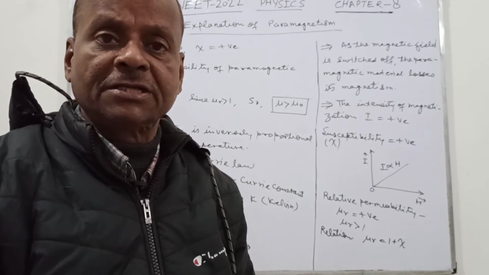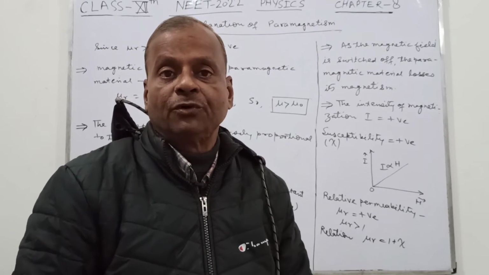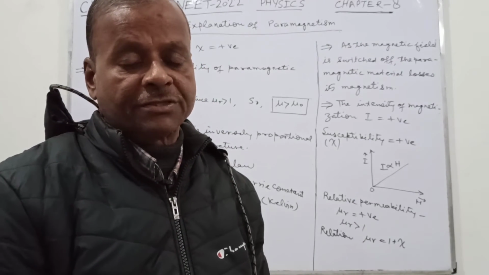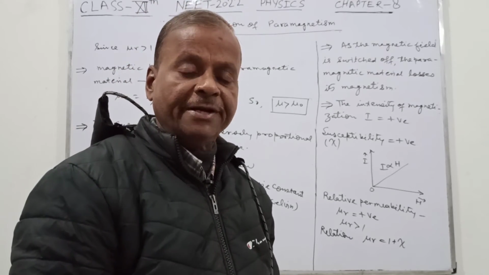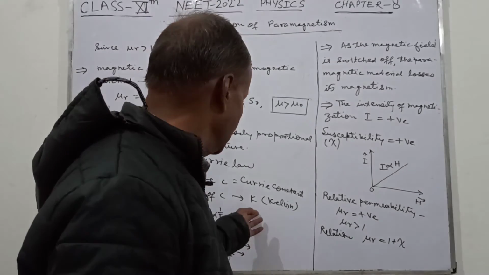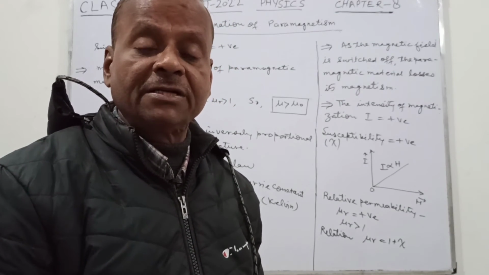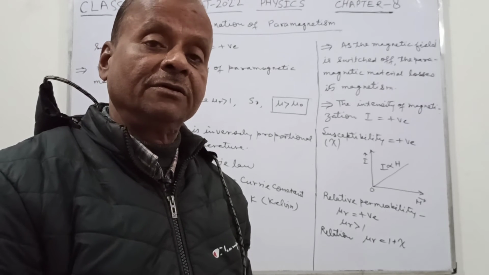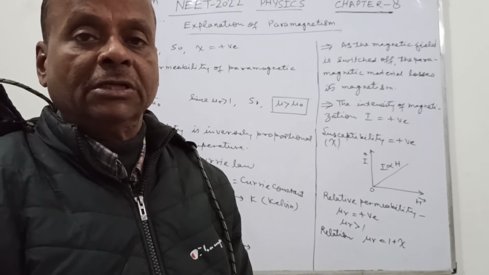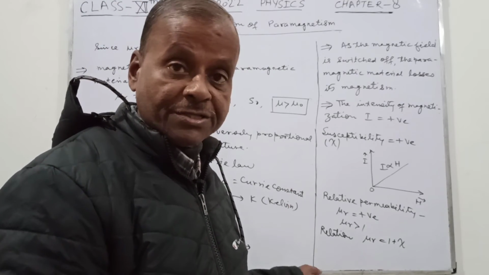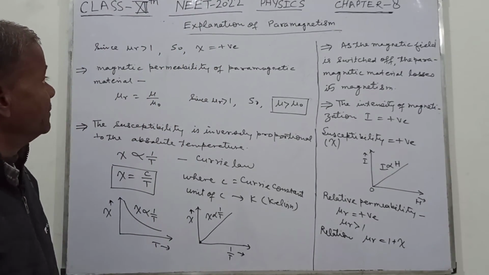It means that when temperature is increased, susceptibility decreases. So the substance becomes more and more diamagnetic as the temperature is increased. So the magnetic property of this paramagnetic material depends upon the temperature. It means that the material becomes less and less able to acquire the magnetism, and its magnetism is lost as the temperature is increased. So this is about the paramagnetic material.